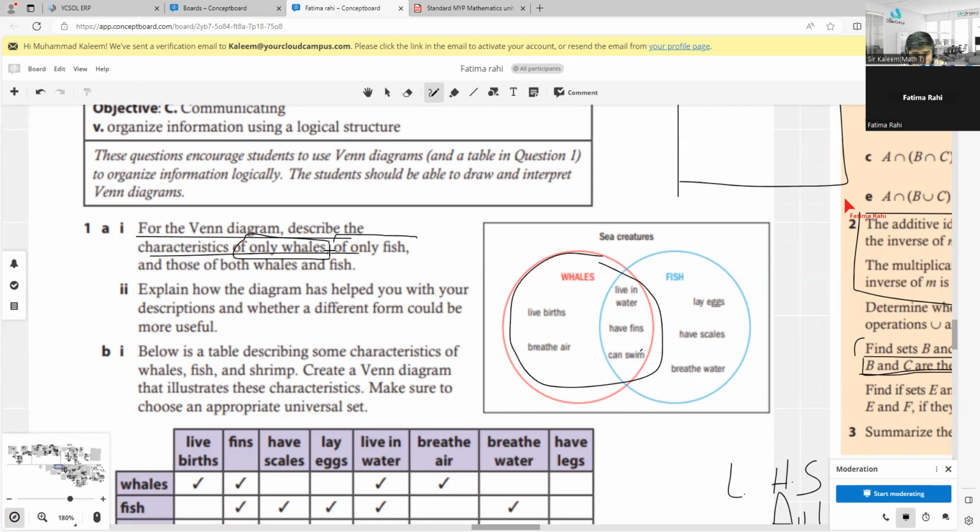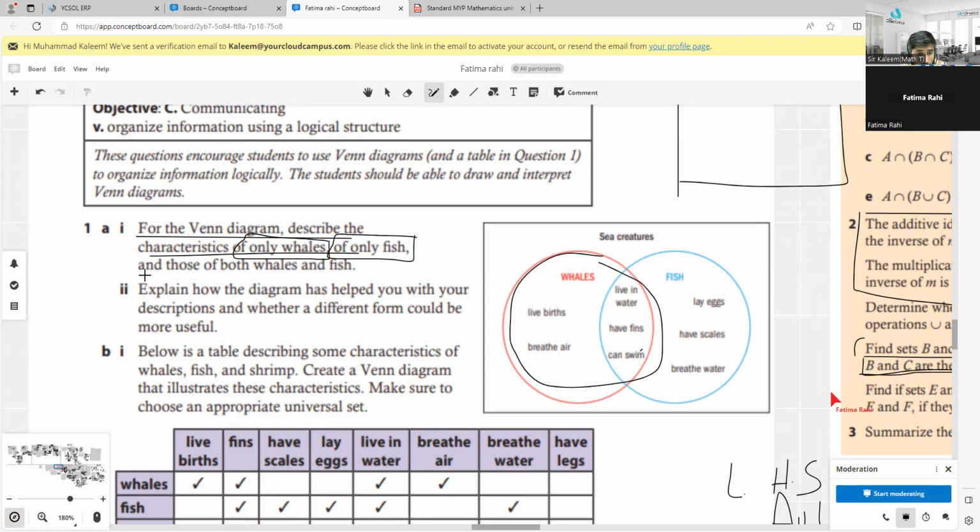After that, you just have to describe the properties of only fish. Only fish live in water, have fins, can swim, lay eggs, have scales, breathe water. Okay. These are the only properties, only characteristics of fish.